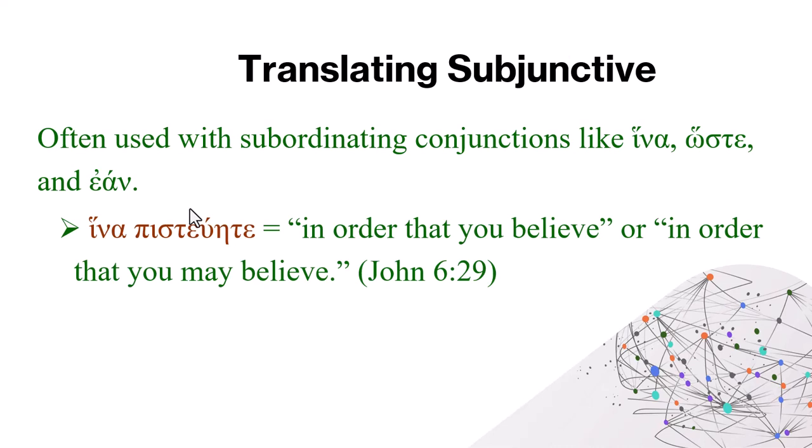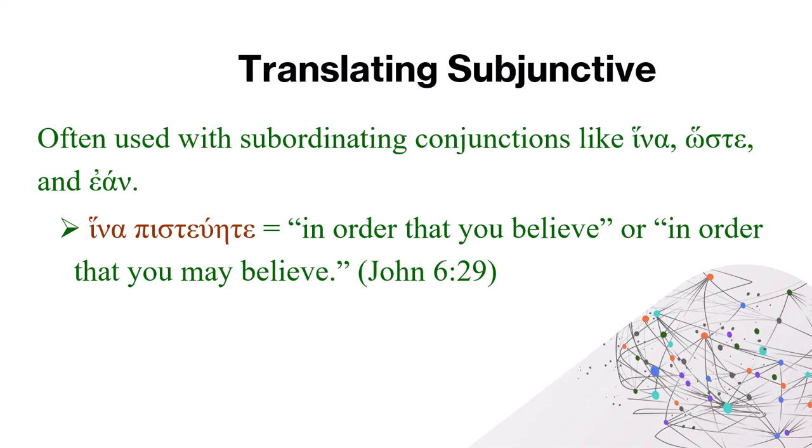Now here's an example from John 6:29, hina pisteuete. So this is in the verse that says, this is the work of God, that you believe in him whom he has sent. And the Greek puts it as, in order that you believe in him whom he has sent. And so we have hina pisteuete, in order that you believe, or in order that you may believe in him whom he has sent.